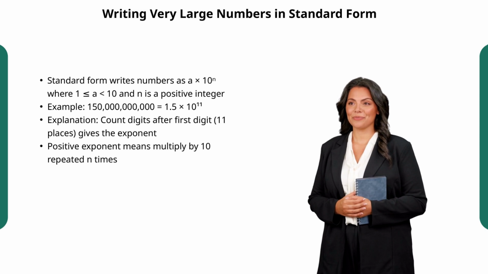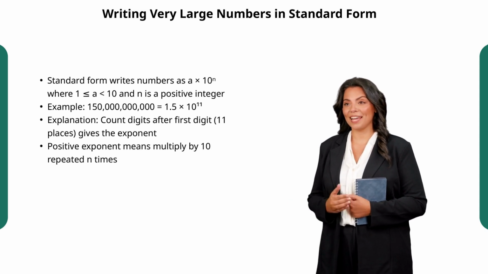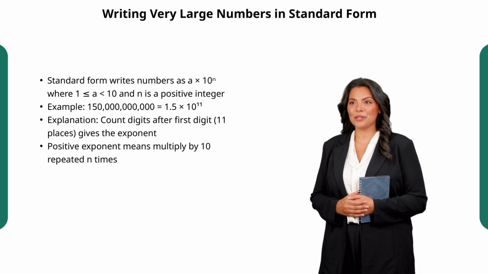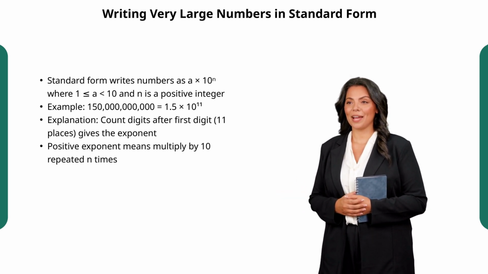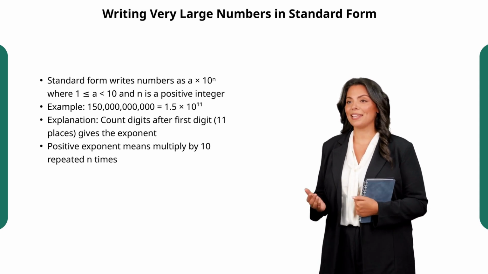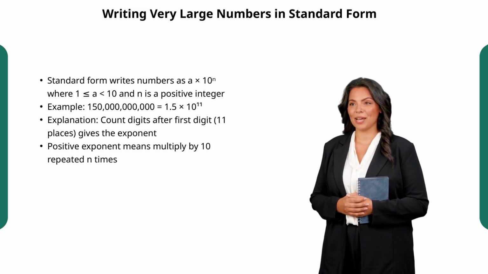Why 11? Because if you count the digits after the first one, there are 11 places. This means multiplying 1.5 by 10 eleven times. Imagine it like moving the decimal point 11 places to the right from 1.5 to get back to 150 billion. This method not only makes large numbers easier to write and read, but also easier to work with when doing calculations. Can you think of another big number you have seen, like the national debt or the distance across continents? How would you write it in standard form? Try this yourself before moving on.